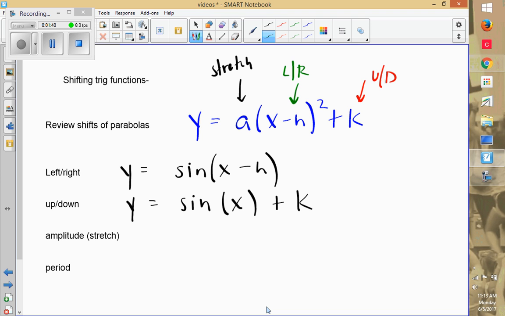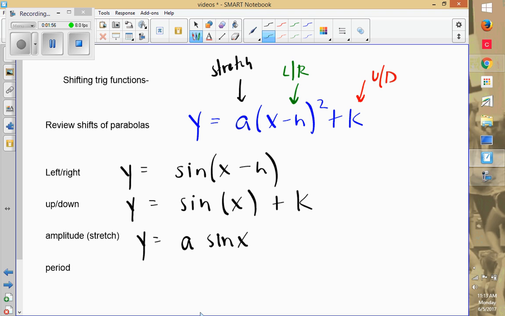Your amplitude is how high your function is stretching and going up to its highest point. And we call this amplitude that a value out front. I'll talk a little bit more about that in a second.